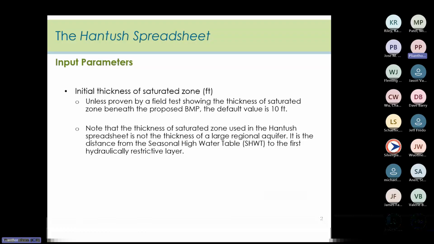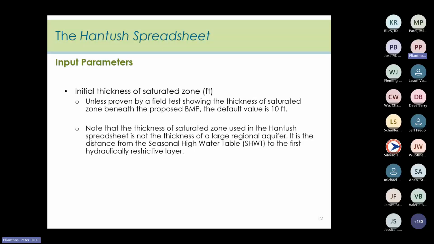For the initial thickness of the saturated zone, unless it is proven by a field test showing the thickness of the saturated zone beneath the proposed BMP, the default value is 10 feet. Note that the thickness of the saturated zone used in the hand-touch spreadsheet is not the thickness of a large regional aquifer. It is the distance from the seasonal high water table to the first hydraulically restrictive layer.